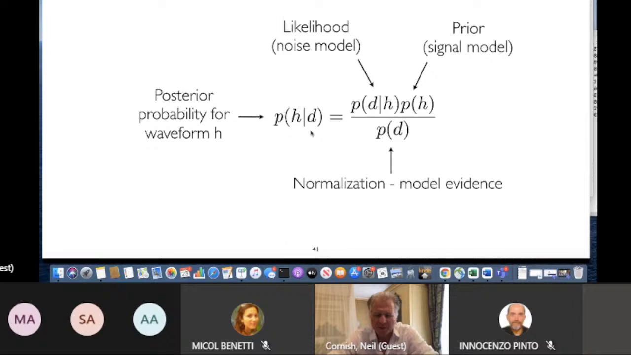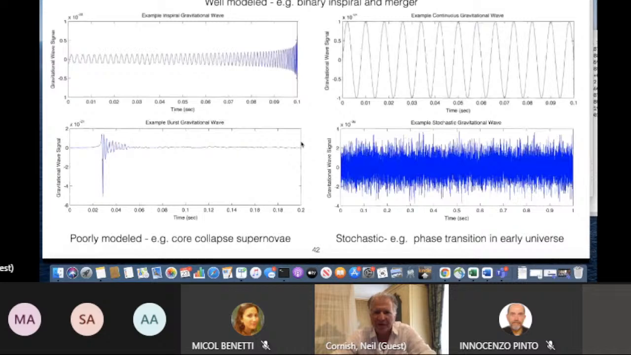So we can have different kinds of signal models. For example, we might have a binary inspiral. We might have a continuous gravitational wave. That might be something like a neutron star that's spinning with its magnetic axis displaced from its rotation axis, and it might then be slightly distorted. So then you get essentially just a sine wave. You might have a stochastic gravitational wave signal, something from some process in the early universe, like a phase transition. Then there are other gravitational wave signals which we're trying to model, but we don't yet have all the physics in those numerical models.